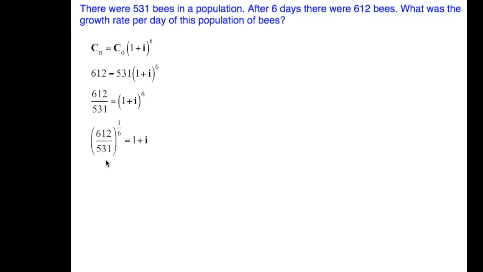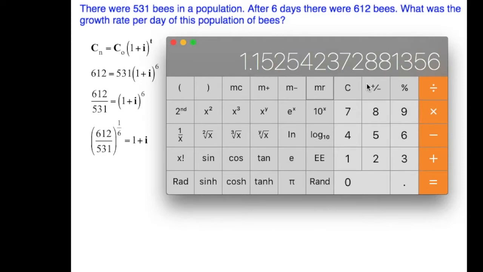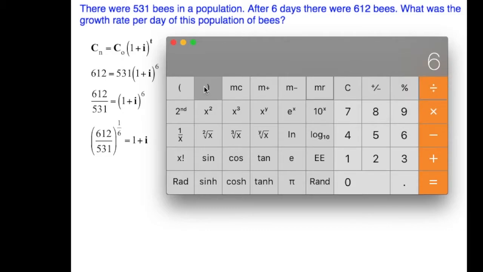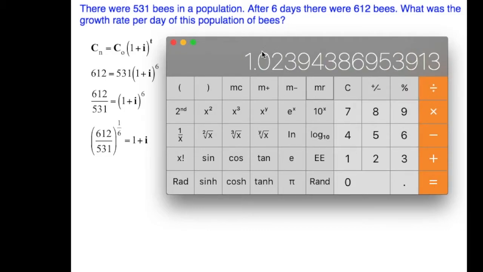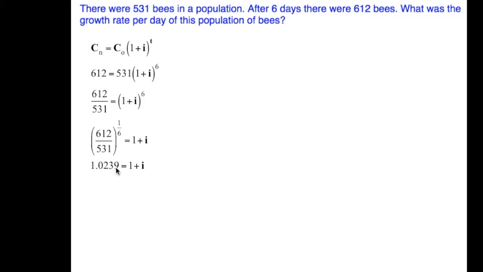We're going to do that on my calculator. 612 divided by 531 is equal to, and I'm going to raise that to the power of, in brackets, 1 divided by 6. Close the bracket, equals. So that gives us 1.02394, and that goes on for a while. Just save that. We get 1.0239 is equal to 1 plus I, and to get the I alone, I'm going to subtract 1 from both sides. That gives us 0.0239, and that's our growth rate.